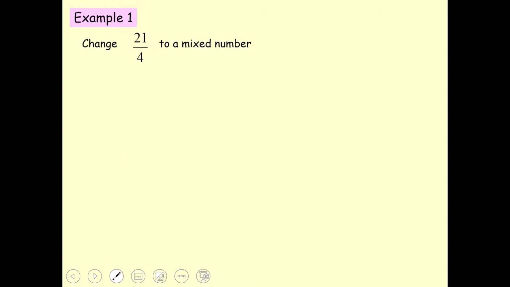So our first example, changing 21/4 into a mixed number. So here we've got an improper fraction, as this numerator is bigger than our denominator, so we're being asked to change this into a mixed number. So if we take 21/4, this actually means 21 divided by 4. This is what this fraction line actually means. It means divide. So 21 divided by 4.